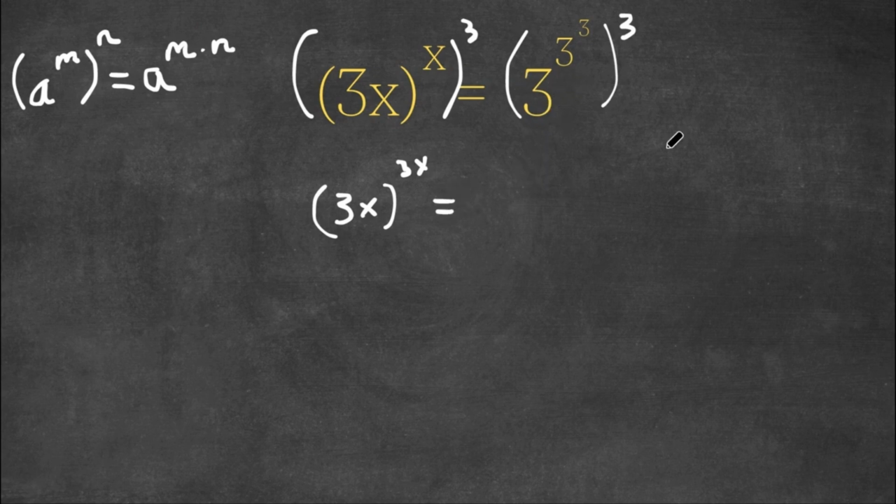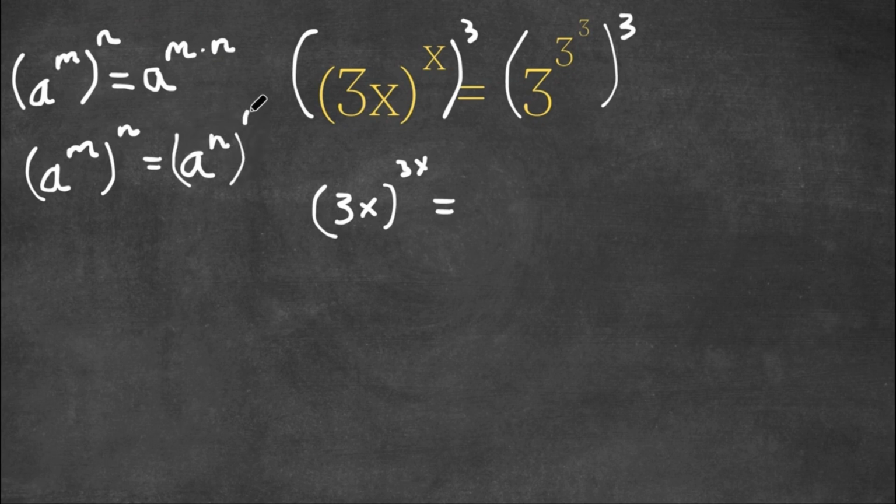And this is equal to, now, a to the power of m to the power of n, this is also equal to a to the power of n to the power of m. Because essentially, both of these are equal to a to the power of m times n. So they can change places. So right here, we have 3 to the power of 3 to the power of 3 to the power of 3. And this can be written as 3 to the power of 3 to the power of 3 to the power of 3.